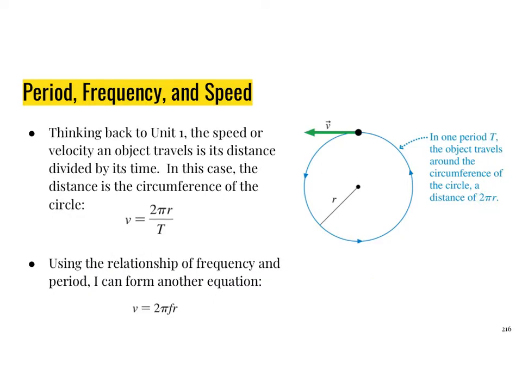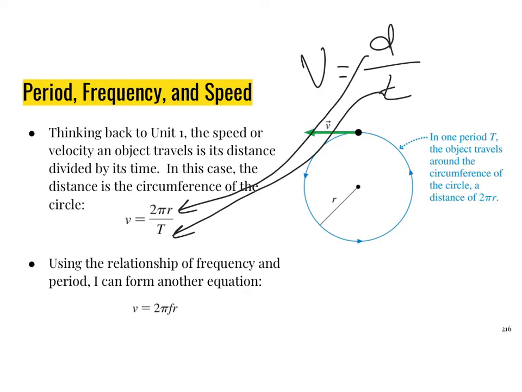Thinking back to Unit 1, I know that velocity is distance over time. So my distance in this case is 1 circumference, and the time is the period. So I get this new equation for velocity that's v = 2πr/T. And if I go back to the previous slide and I say, well, frequency is the inverse of the period, then I get another equation that velocity is v = 2πfr. So there's two different ways to find the instantaneous velocity as the object goes around in the circle. So the instantaneous velocity is going this direction, but based on the period and the frequency and this radius, I can tell you how fast it's going.